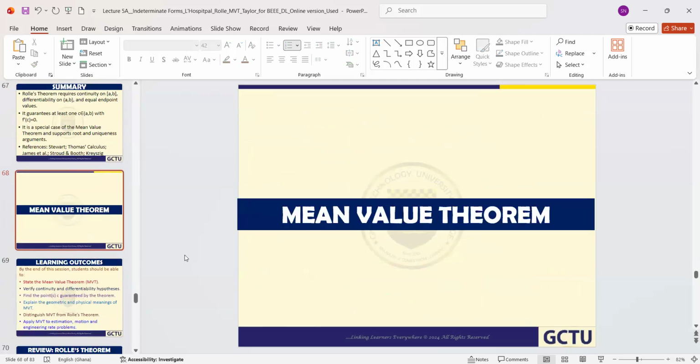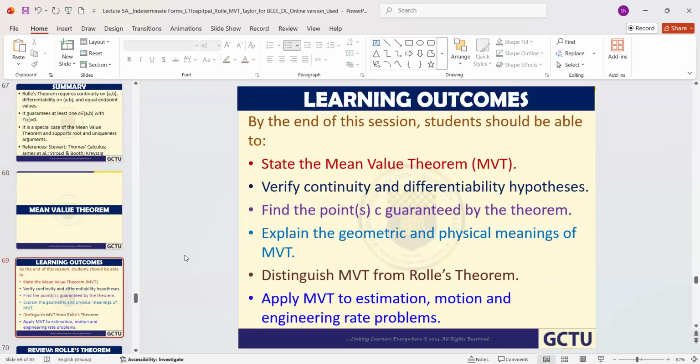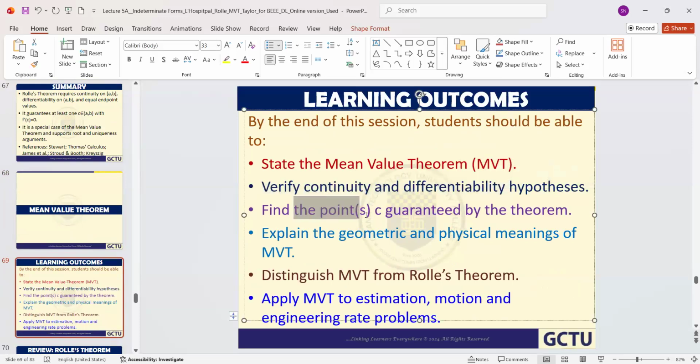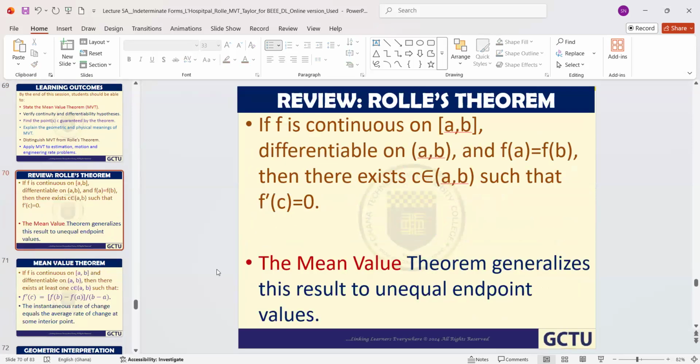Now the last one, mean value theorem. So what is the difference with this mean value theorem? First of all, verify again the continuity and differentiability, and then find the point c as well, point or points. Sometimes you get more than one point. Explain the geometric meaning and distinguish between this. So it is similar to that of Euler's theorem.